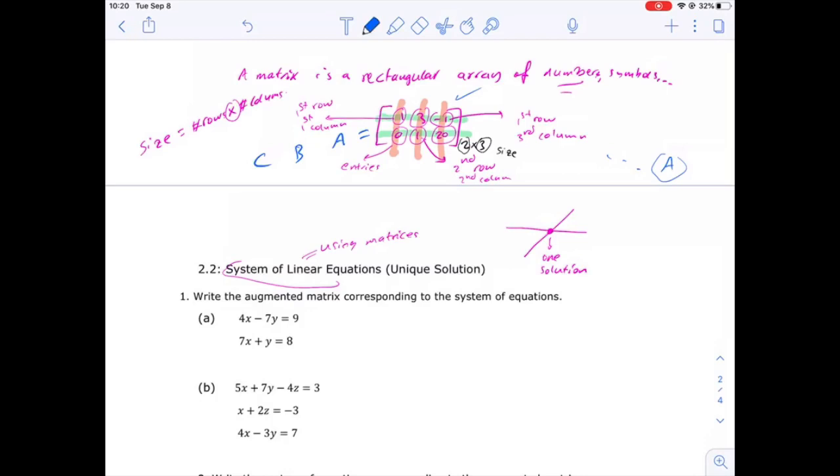This is just a brief introduction to what we mean by matrix. We will talk more about matrices in the future, and we'll talk about operations: how to add two matrices, how to subtract, and how to multiply, what the inverse is, and many other properties. But for now, I think this is all we need to know in this section, section 2.2.